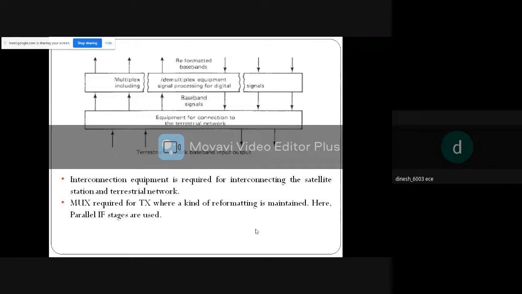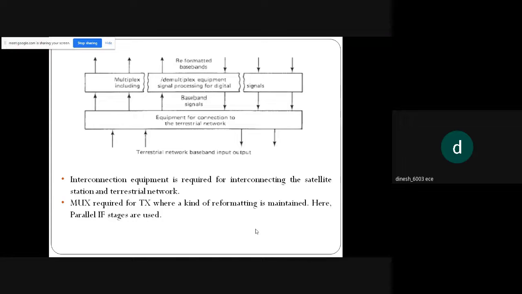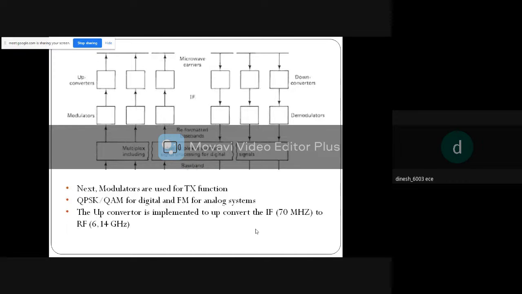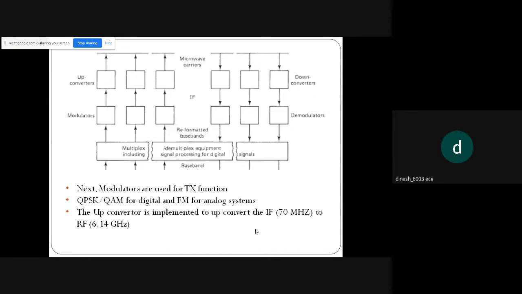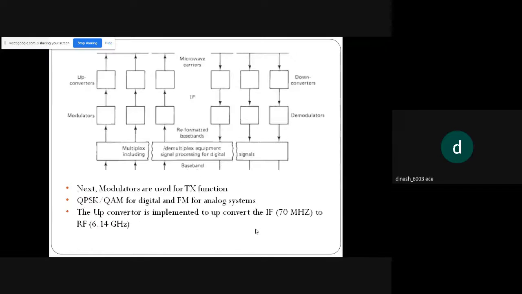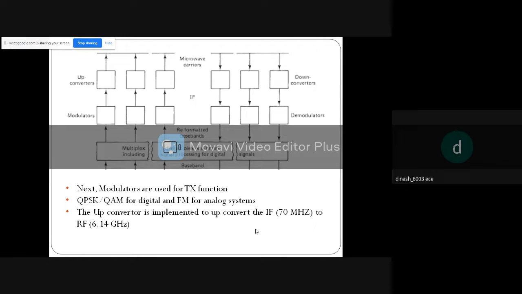So this is an expanded view of that. Interconnection equipment is required for interconnecting the satellite station and the terrestrial network. So multiplexer is required for transmitter, where a kind of reformatting is maintained. So parallelly, we'll be using IF stages. The same block which I had shown in larger is divided into modulators used in transmitter.